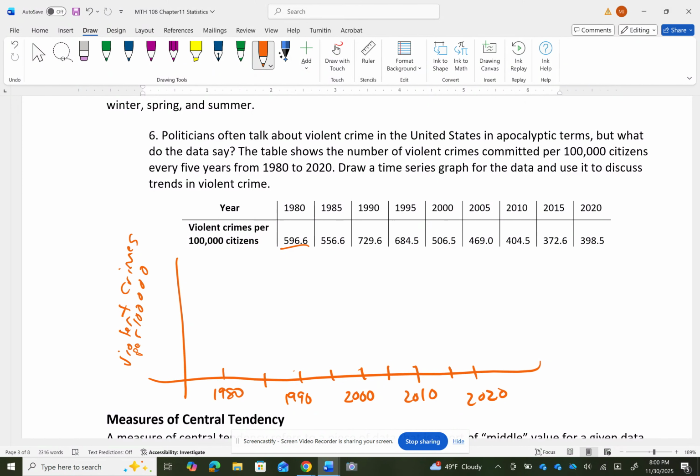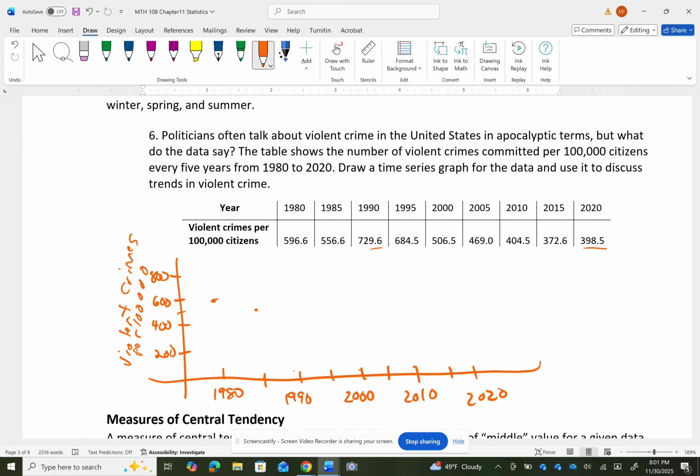Then when I look at these numbers, I see a low of around 400, and I see a high that goes to 729.6. So I might go to, say, 800, and then half. I like to do things I can cut in half, so that's 400, that's 200, this would be 600, and then I can start plotting. So 1980 is just barely below 600, so I might put a dot right there. Okay, 1985, which would be this middle spot, would be at 556, so 500 would be there, so it'd be about right there, right?